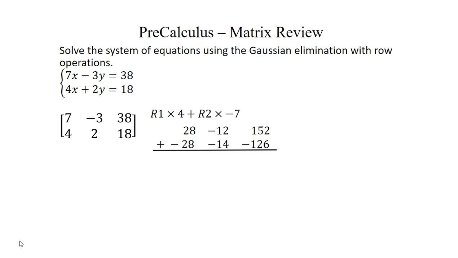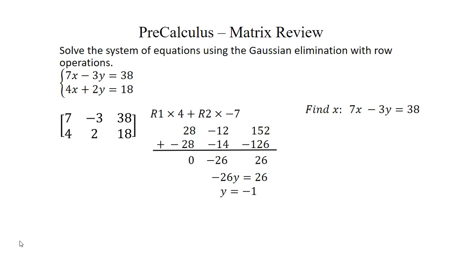So multiplying the first row by 4, we get 28, negative 12, and 152. And the second row we get negative 28, negative 14, and negative 126, multiplying it by negative 7. Then we're going to add those equations together. Now remember, the first column represented the x coefficients, the second column the y, and the third column is the constants. So this actually represents 0x minus 26y equals 26. So y is negative 1. Now we can go back and plug in, so we're going to back substitute and get our x value.